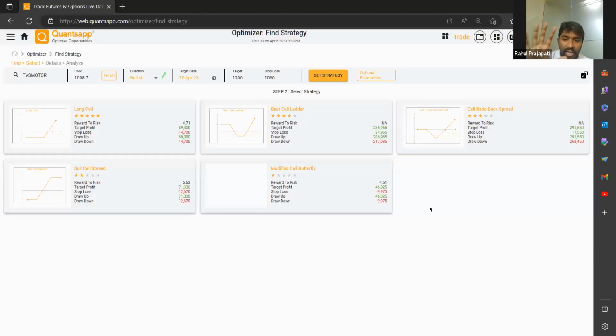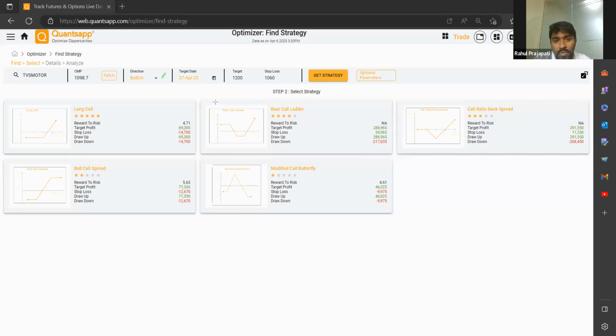Now see, it has given me 5 best possible strategies. I can go with a limited risk strategy, or with the one having the best risk reward, whatever I feel like. But if you see these two strategies, bear call ladder and call ratio back spread, the drawdown in these strategies is very huge. If I plot it here, this strategy has a maximum drawdown of 2,17,000. This one has a maximum drawdown of 2,68,000, which is giving me a good profit also. But against it, we have a maximum loss of 2.17 lakh also, right?